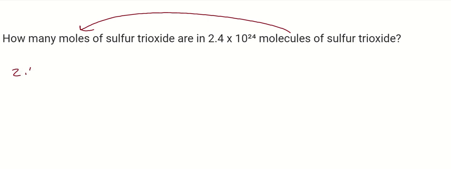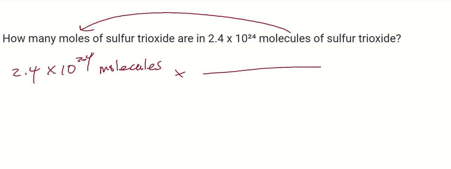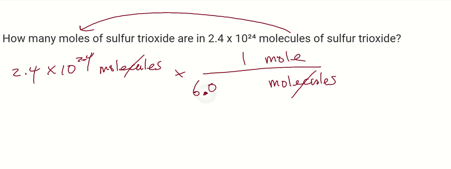So let's start with the number given, 2.4 times 10 to the 24 molecules. We'll try to get rid of molecules and end up with moles. So we need molecules on the other side of our conversion factor so we can cancel it out, and we want to be left with moles. That's the desired unit. So 1 mole has 6.022 times 10 to the 23rd of whatever it is that you're counting.